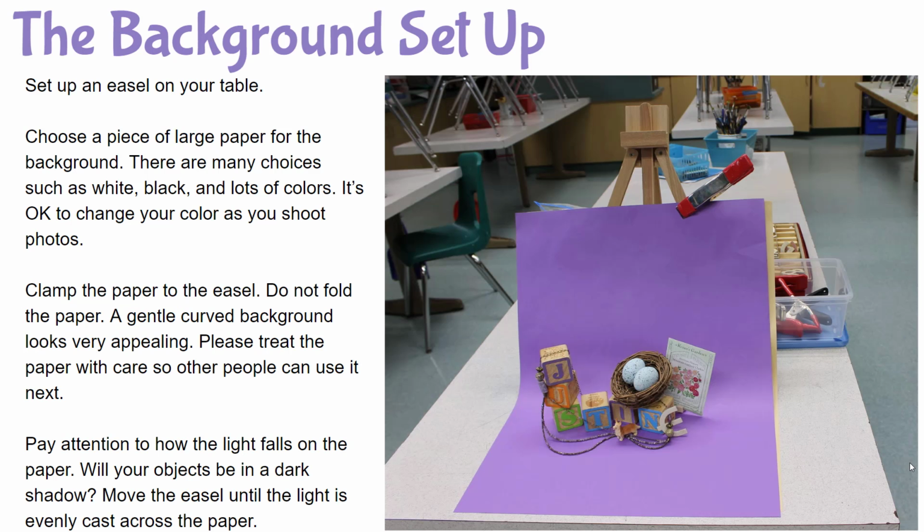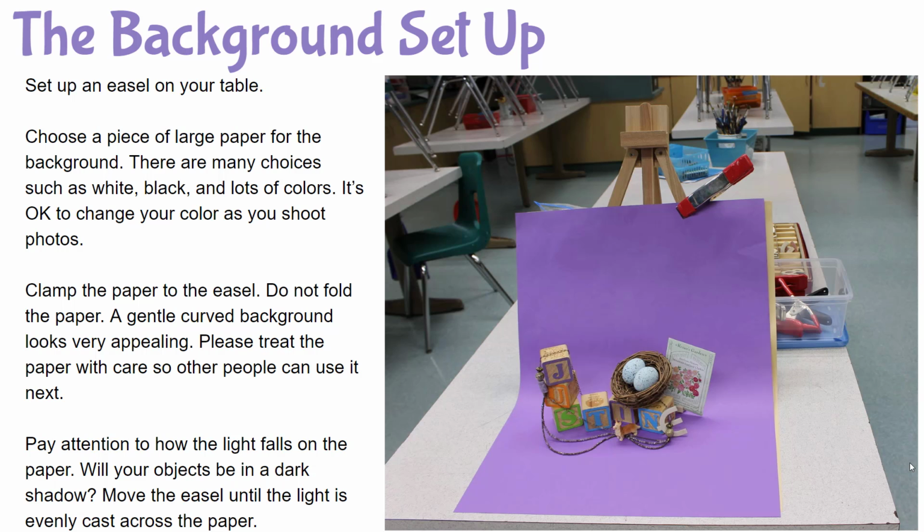So again, in my classroom, I get out these little wooden easels that I have, and I have giant sheets of construction paper in all sorts of different colors. And then I use these clips to just clip the paper to the easel, and then the students can change the colors if they would like to, or they can stick with one color. At home, you could perhaps use a sheet or a towel or a colored paper or whatever you have on hand.